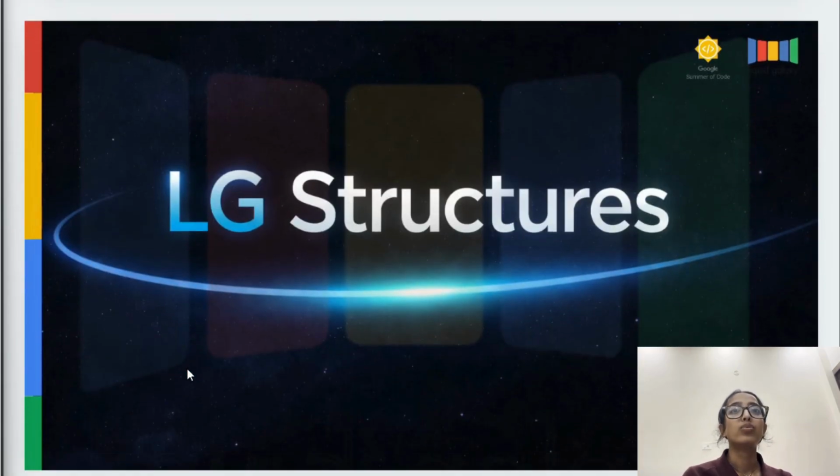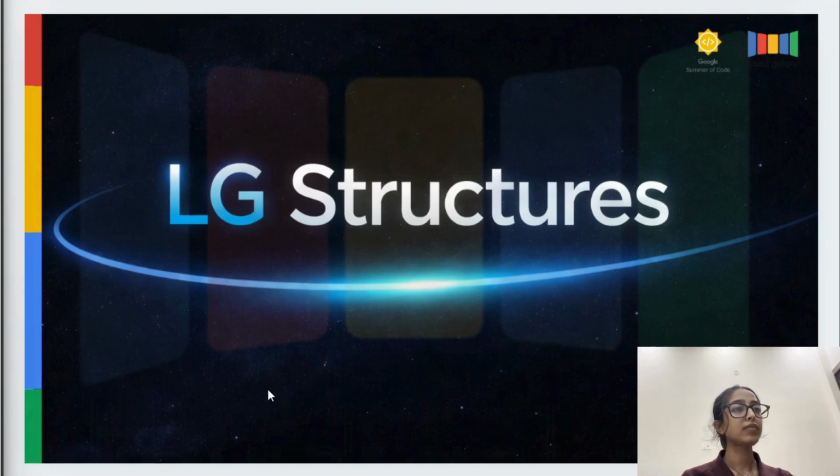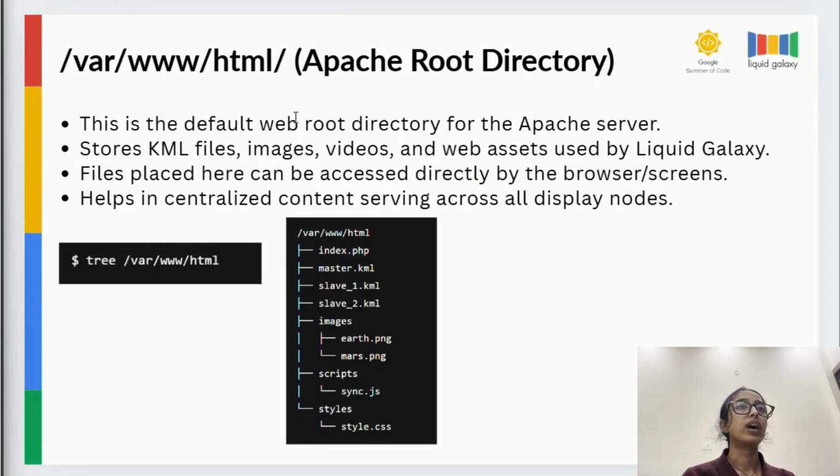Okay, so this transition is very important. So far we have talked about commands that help us control and manage the Liquid Galaxy system. To understand these commands better, it is important to understand how the Liquid Galaxy file and directory structure is organized. Our first is the Apache root directory. So we'll look at the Liquid Galaxy structure.